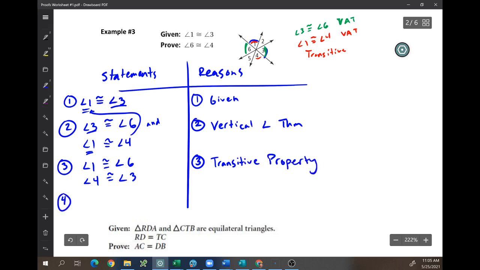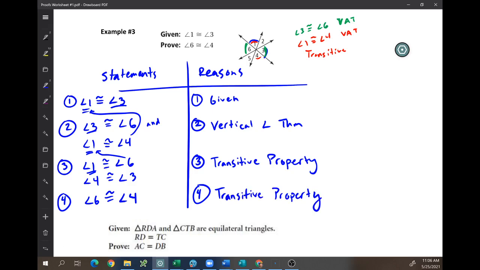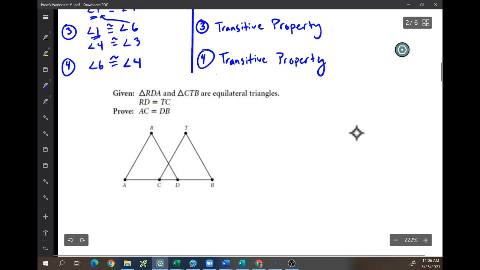And so then from there, now I can see that, okay, I wanted to get angle 6 being congruent to angle 4. Well, now I can kind of do the same thing, right? As I know that angle 1 is congruent to 4, and now I know angle 1 is congruent to angle 6, so I can put the 6 in there, so that angle 6 is congruent to angle 4, again, because of the transitive property or because of substitution. All right, so there's that one. We'll do one last example, okay?